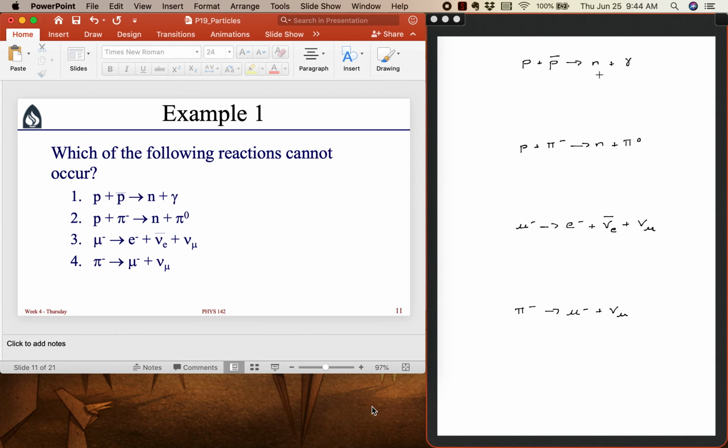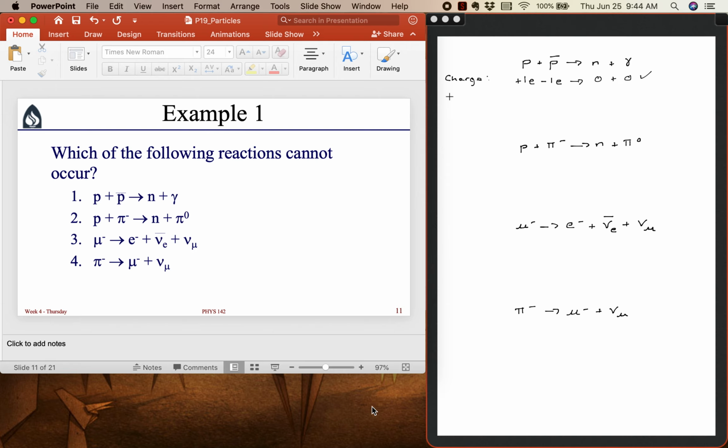So starting with the first one, where we have a proton plus an antiproton, the little bar means antiparticle, goes to a neutron plus a photon. So first let's check out the charge. A proton has +1 fundamental unit of charge, an antiproton has -1 fundamental unit of charge. That goes to a neutron which has no charge, and a photon which also has no charge. So that checks out.